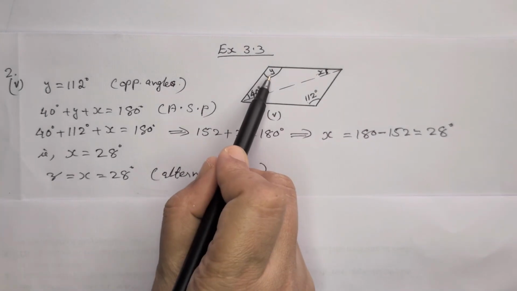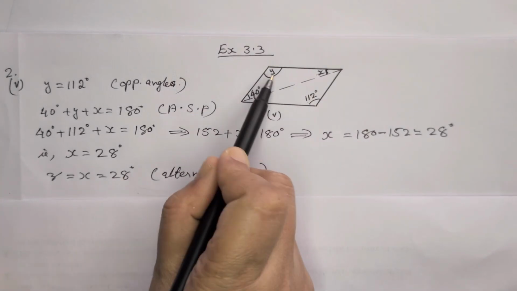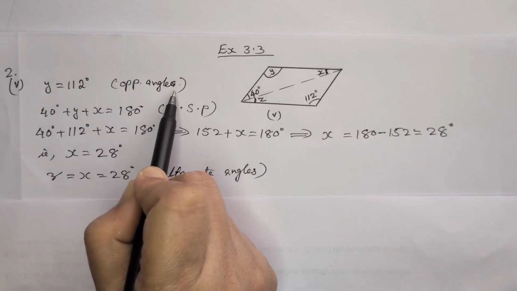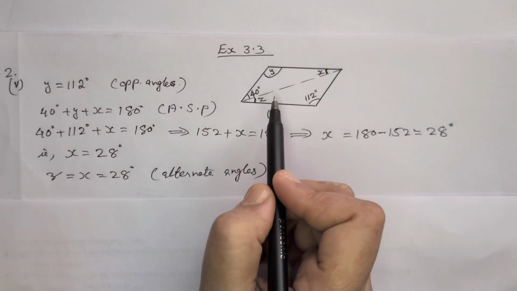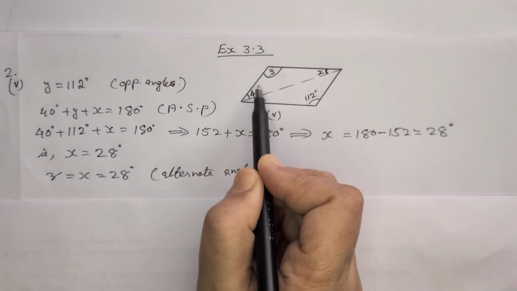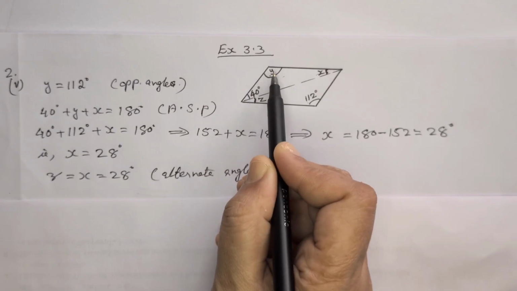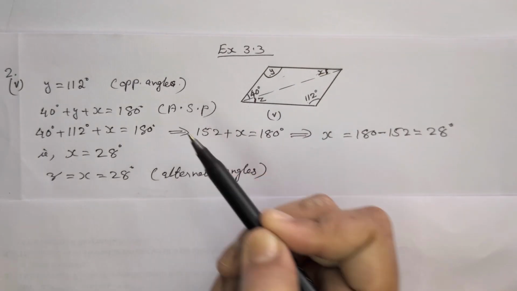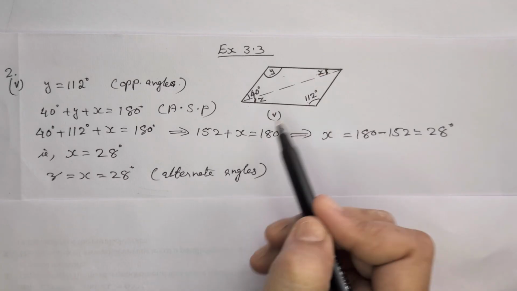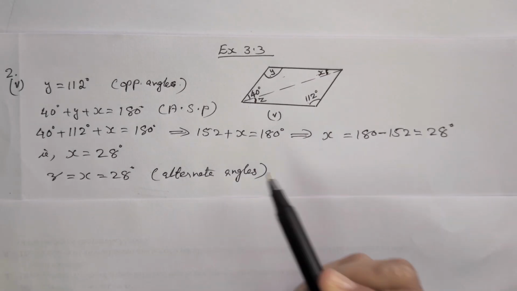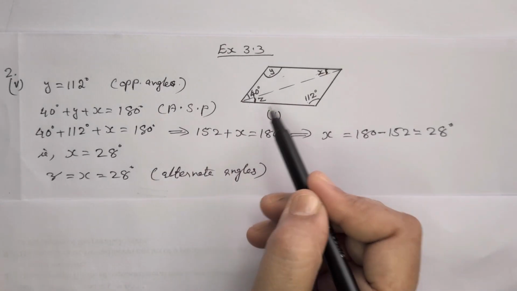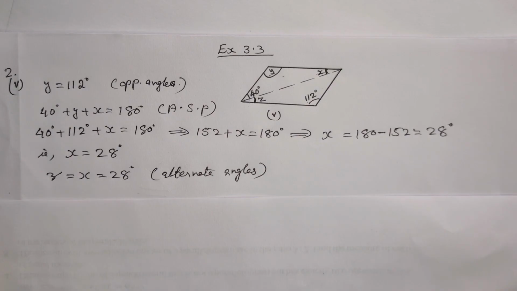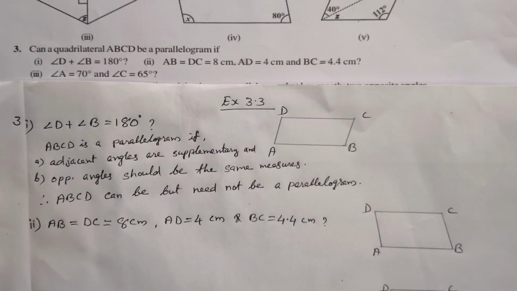So first we got the angle y is equal to 112. Opposite angles are equal in a parallelogram. Then in this triangle, 40 degree plus y plus x is equal to 180 by angle sum property. So angle x we will get from there, 28 degree. Then x and z are equal because alternate angles are equal.